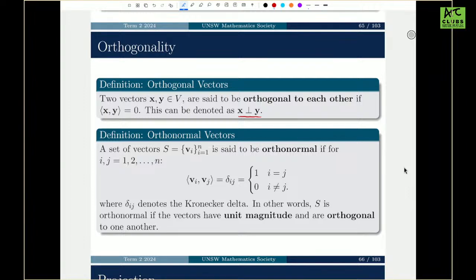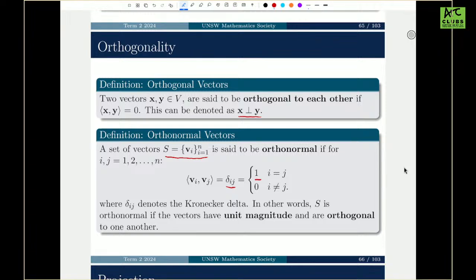Now we can go one step further and look at orthonormality. Suppose we have some set of vectors v_i, with i going from 1 through to n. We say this set is orthonormal if you pick any arbitrary i and j, any two vectors out of this set, and take the inner product, it equals the Kronecker delta. If you're not familiar with that, the Kronecker delta is basically: if i and j are the same, it's equal to 1.